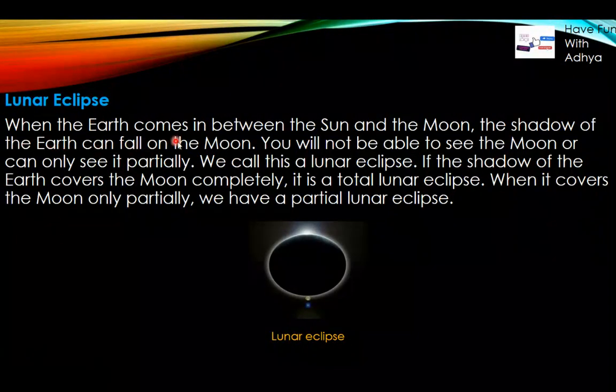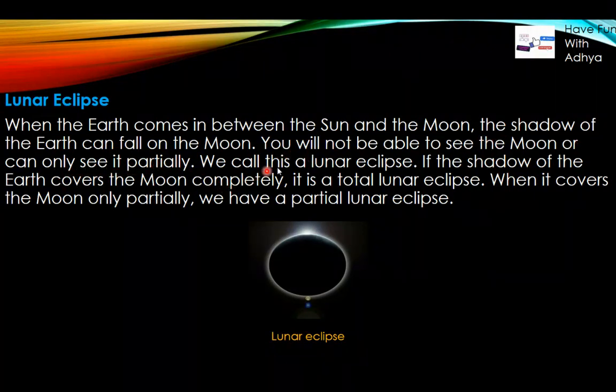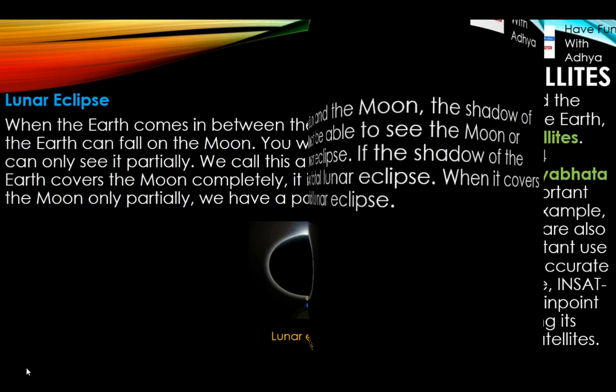Lunar eclipse. When the earth comes in between the sun and the moon, the shadow of the earth can fall on the moon. You will not be able to see the moon or can only see it partially. We call this a lunar eclipse. If the shadow of the earth covers the moon completely, we call it a total lunar eclipse. When it covers the moon only partially, we have a partial lunar eclipse.